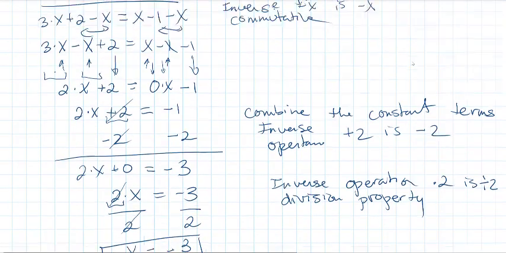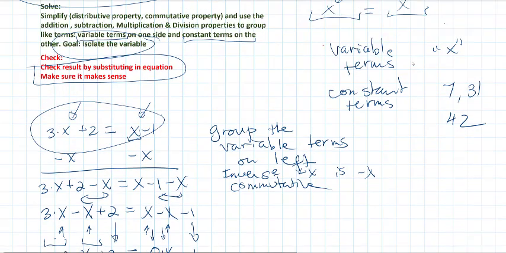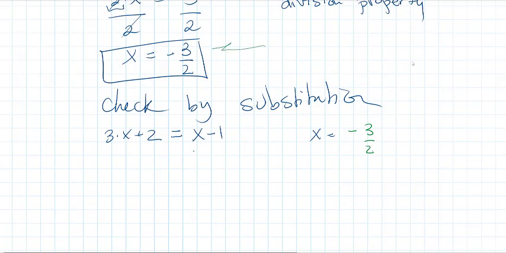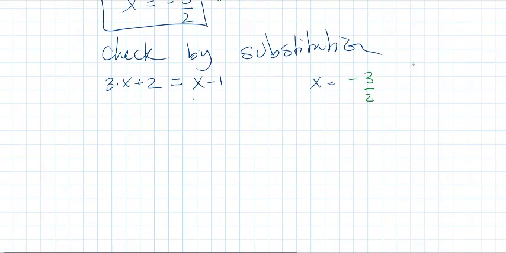So our original equation was 3x plus 2 equals x minus 1. Let's write that out. 3x plus 2 equals x minus 1. Okay. Now let's substitute x equals minus 3 halves. That was our result right here. Okay, that's why we're substituting that number. Okay, let's write it out.